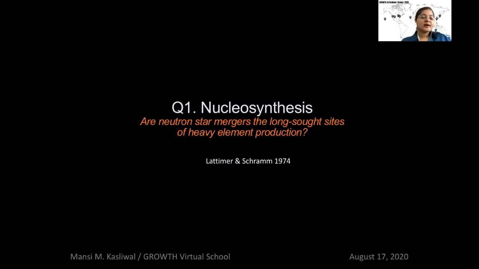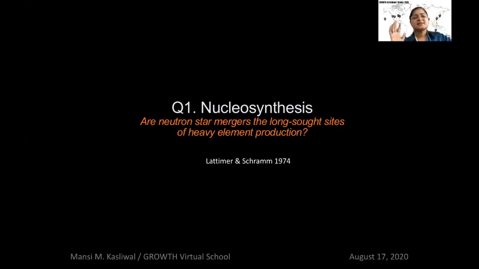So now you have this exquisite data set in hand. You have all the tools from the Growth Summer School to reduce the data and analyze the data. The question is, what do we learn? So I'm going to give you 2 questions of what we learned from GW170817. The first question is nucleosynthesis. So specifically the question is, are neutron star mergers indeed the long-sought sites of heavy element production?